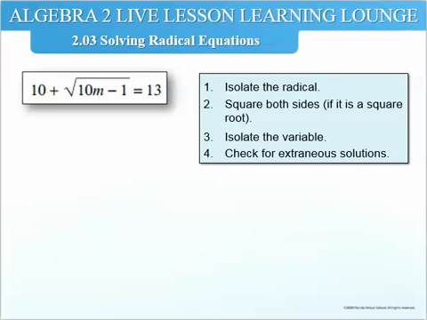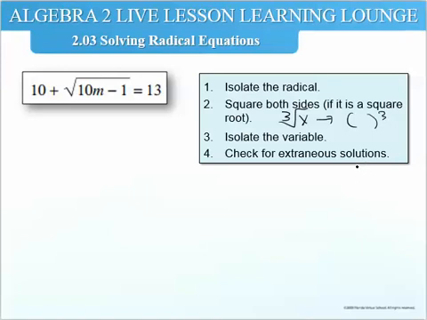Moving forward in Module 3, you then learned how to solve radical equations. There are 4 basic steps to solve any radical equation. The first step and most important step is to isolate the radical. This makes our math much easier throughout the process. The second step is to square both sides if it is a square root. If it is a cube root, for example, then we would raise both sides to the 3rd power. So the type of root determines what power you raise both sides to.